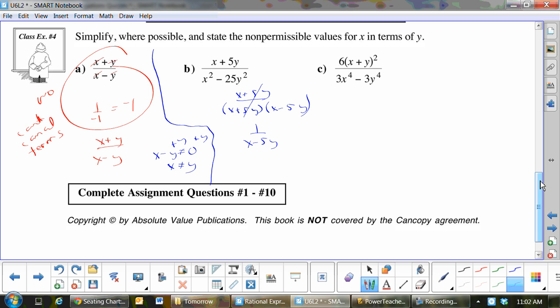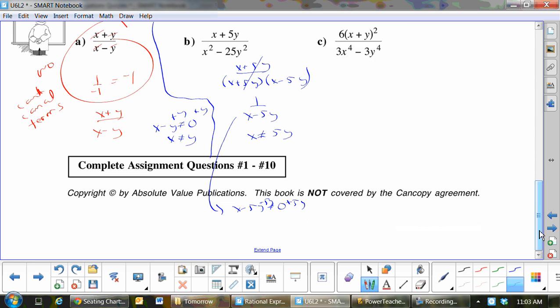The question would be now, what are the restrictions? X cannot equal 5y. Remember, x minus 5y, so if you need to do it, x minus 5y cannot equal 0. Add 5y, add 5y, x cannot equal 5y. Yeah?